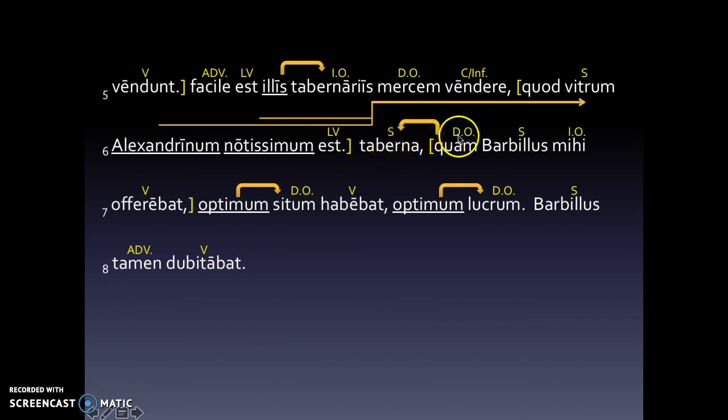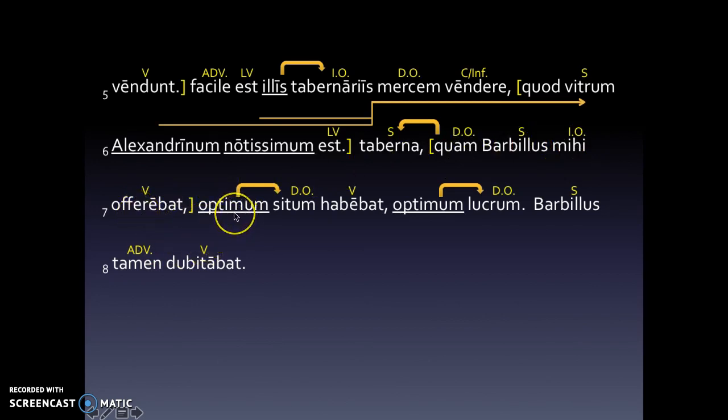Taberna. Notice we have a direct object as the relative pronoun, and it's referring back to a subject. Because remember, case doesn't matter. A relative pronoun could be doing something completely different in its clause than its antecedent is. All that matters is that they're the same number and gender. All right, barbillis, nice and easy second declension, has to be the subject. Mihi, it's a pronoun, and it's dative, so that's our indirect object, and then there's our verb.